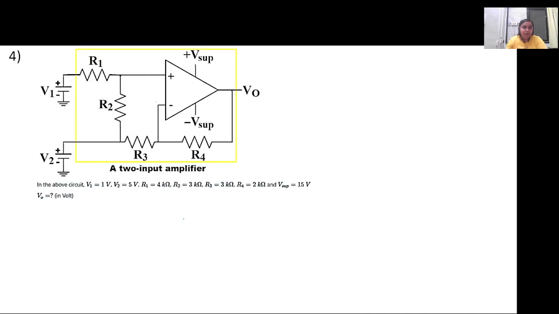Okay. So in this case, the input of this two input amplifier is connected in a fashion with different resistances in such a way that the input and output ports are not independently connected to certain voltages, but there will be certain voltage across this node here and here, and the inverting terminal is connected to the output V0 with R4. So now you have to calculate V0, right?